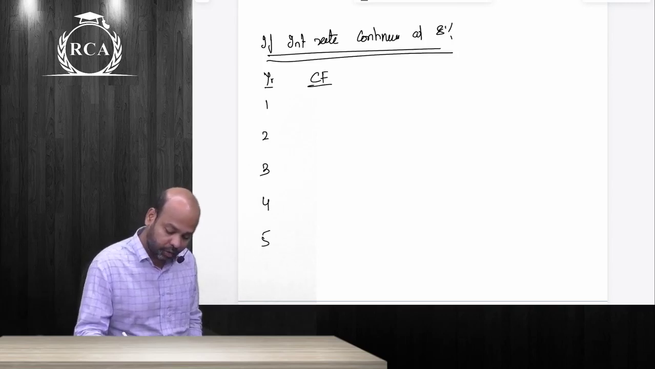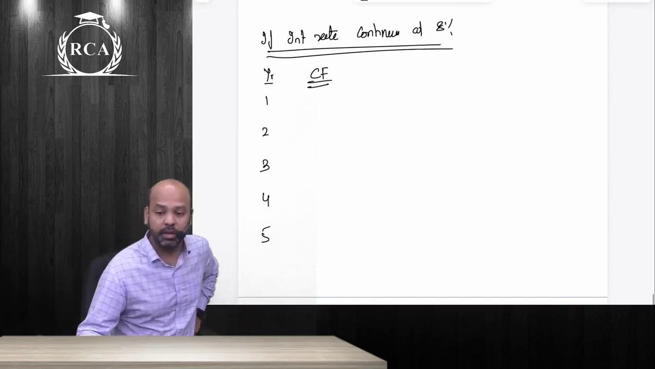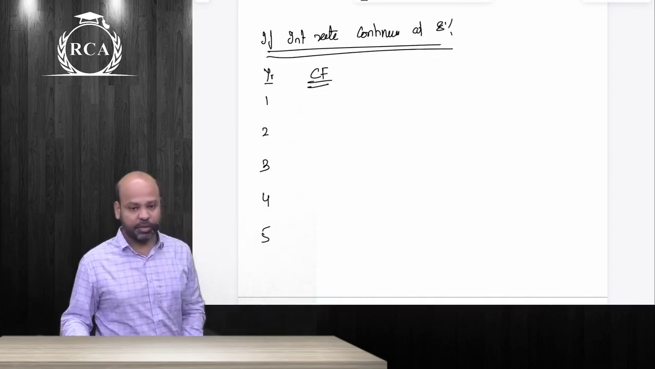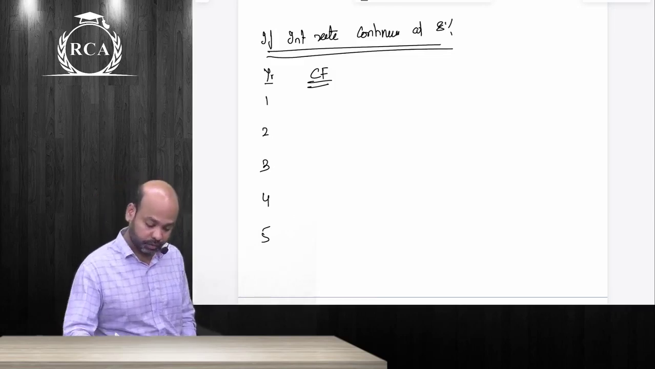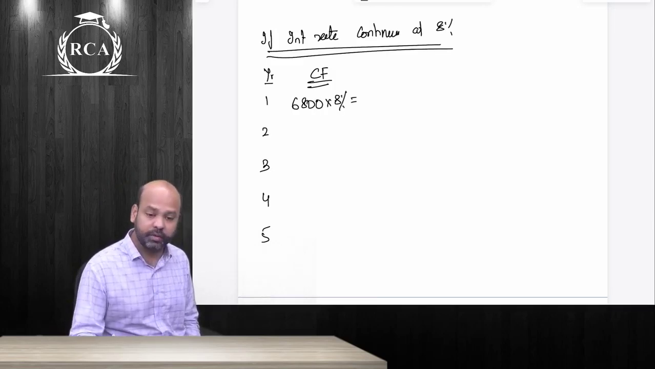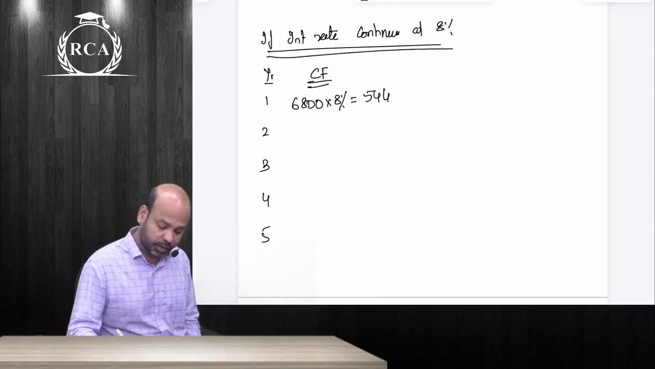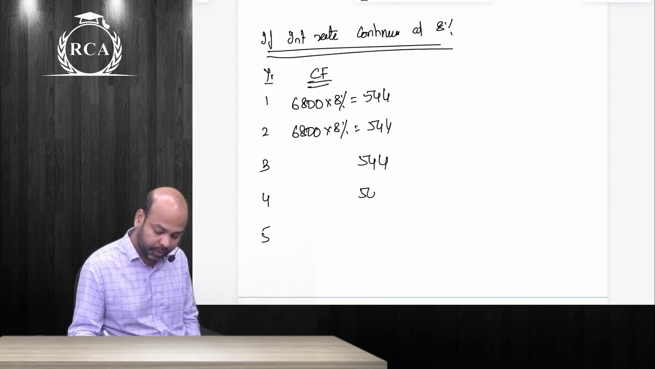What is the cash flow that you will get in the first year? How many bonds did you buy? 68 bonds. Each bond has a face value of 100. Total face value 6,800. Won't you get 6,800 into 8% coupon, that is 544 rupees? Every year you will keep getting 544 rupees.